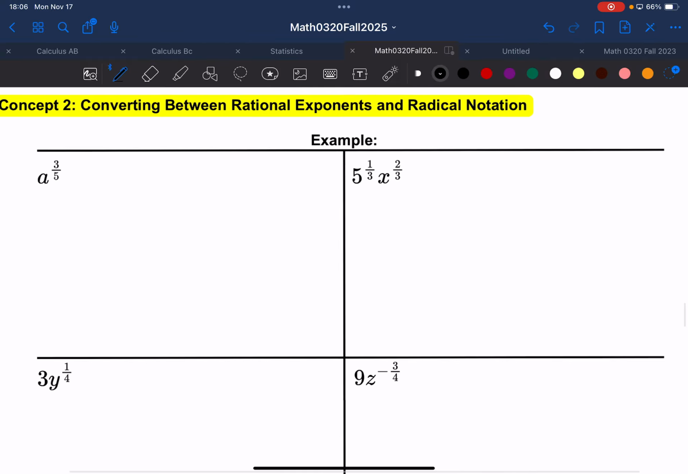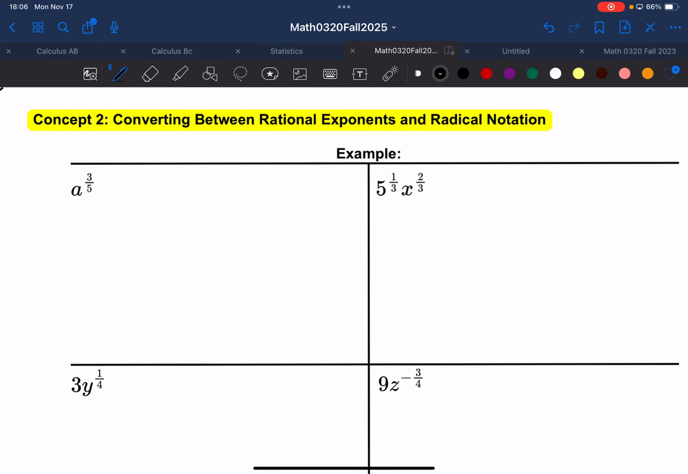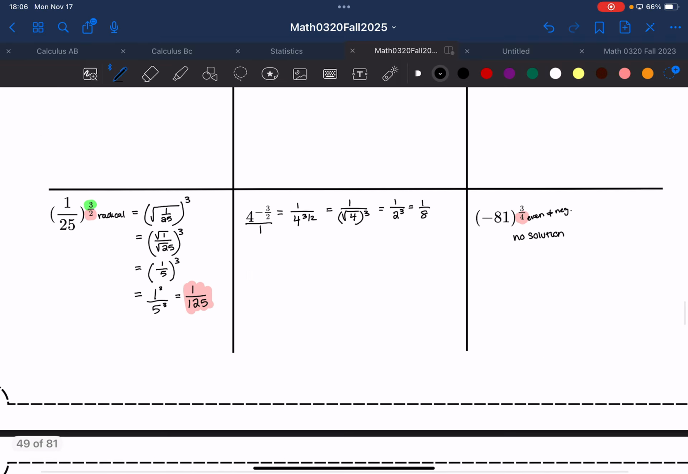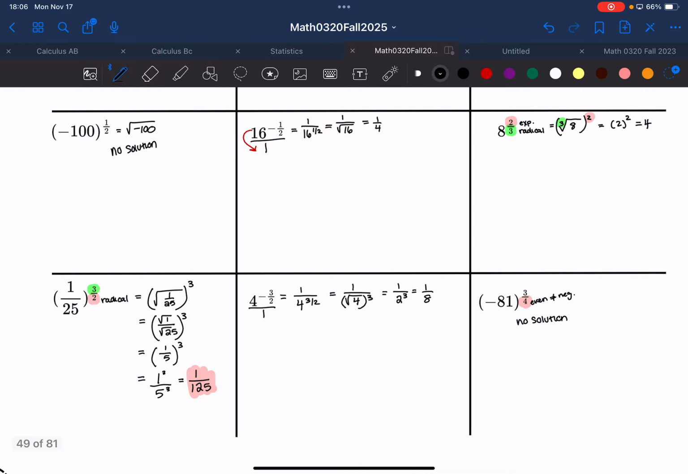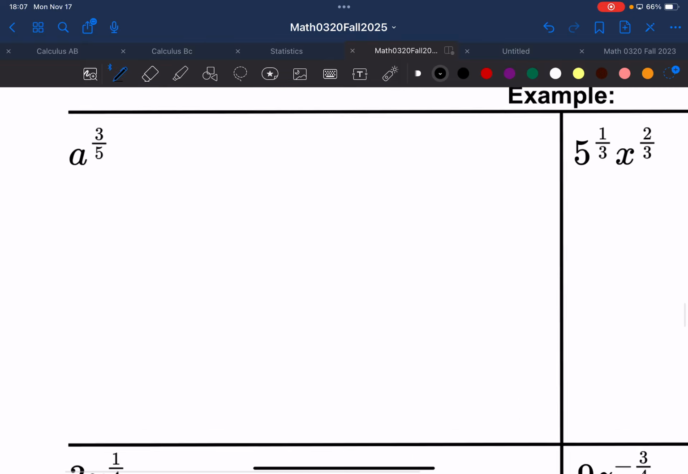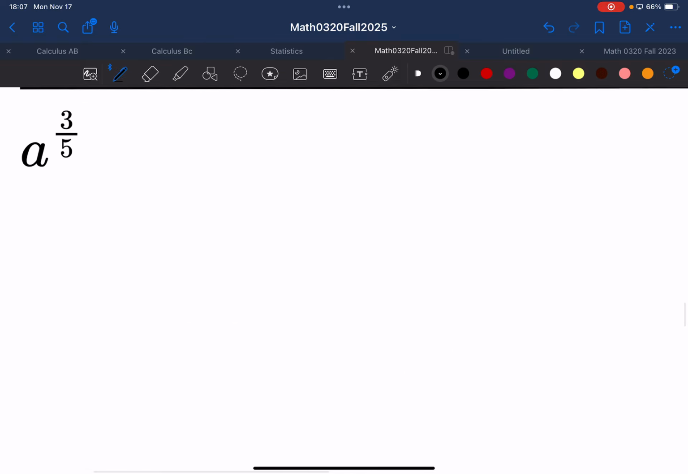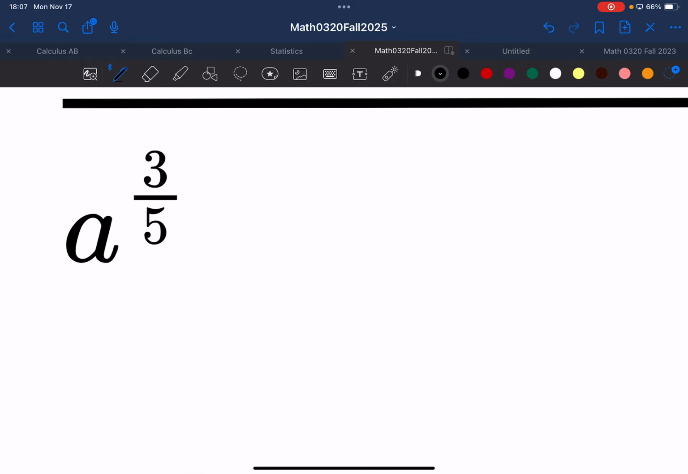Okay, so the next concept is converting between rational exponents and radical notation. Up here was us practicing what it means to have a number to a fraction exponent. For these, since we were only dealing with numbers, we could get a numerical answer or no solution. But for these examples, a lot of them have variables in them, so we're not going to be able to simplify to a numerical answer. We're just going to convert it to what it would look like as a radical. Okay, so we have a to the 3/5.